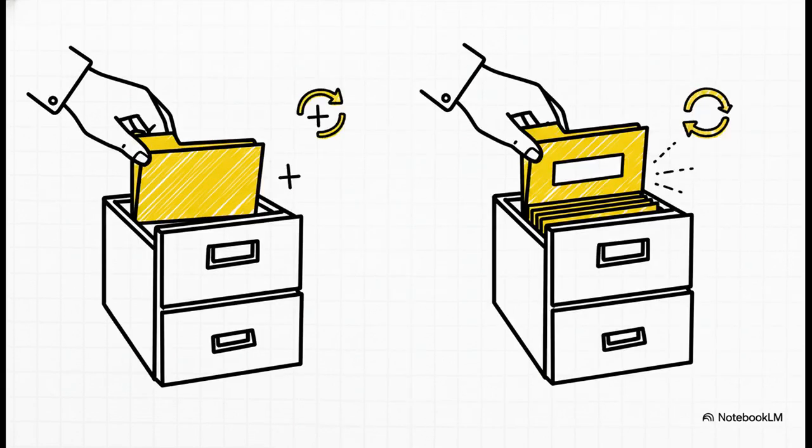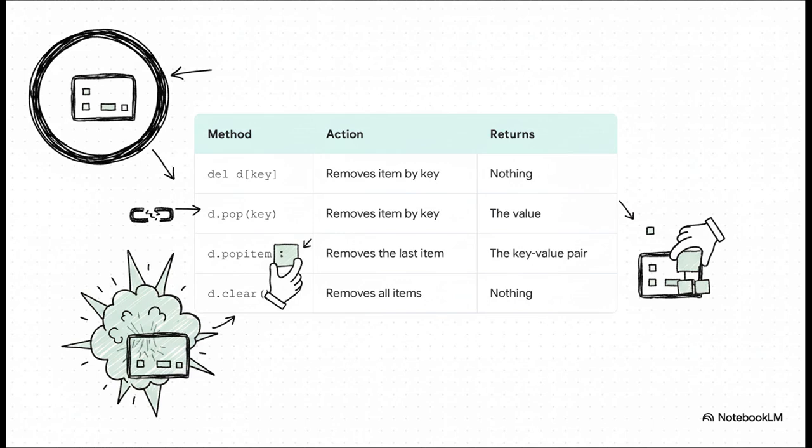And this is where it gets really elegant. Whether you're adding a brand new item or just updating one that's already there, the syntax is exactly the same. Python is smart. It checks if the key exists. If it does, it updates the value. If not, it just creates a whole new key-value pair for you. Simple.